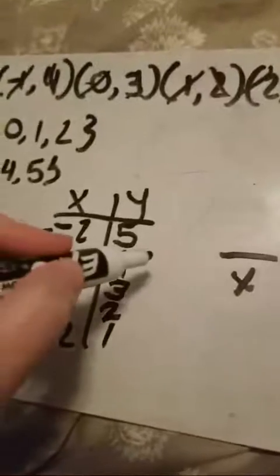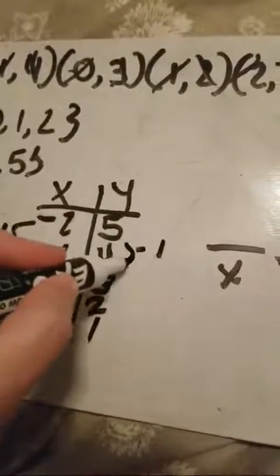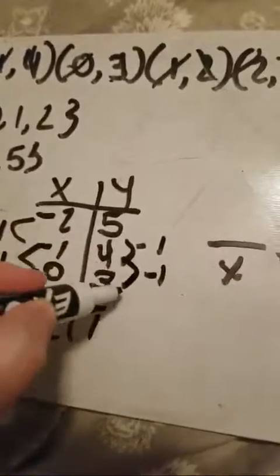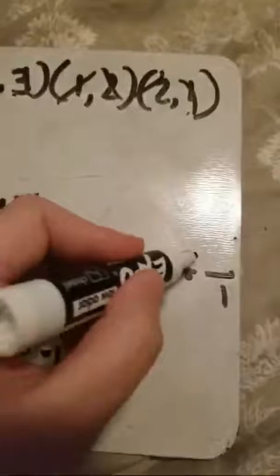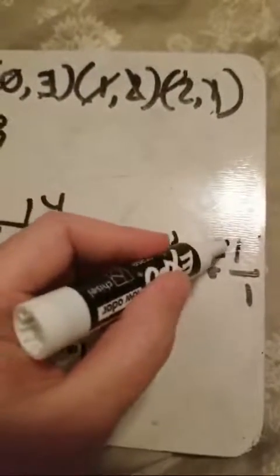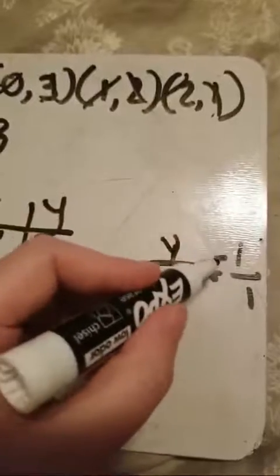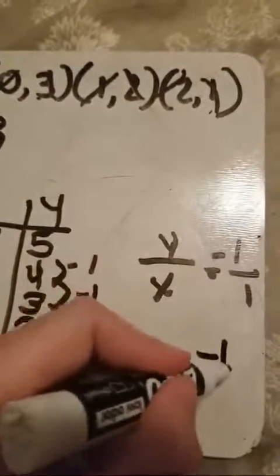Okay, all of these are 1. So that means if this is over 1, all of these should be the same too. So 5 to 4 is down 1, 4 to 3 is down 1, 3 to 2 is down 1, and 2 to 1 is down 1. So my numerator is -1. That's my y value. It's -1. So -1 divided by 1, well, negative divided by positive is negative, and 1 divided by 1 is 1.